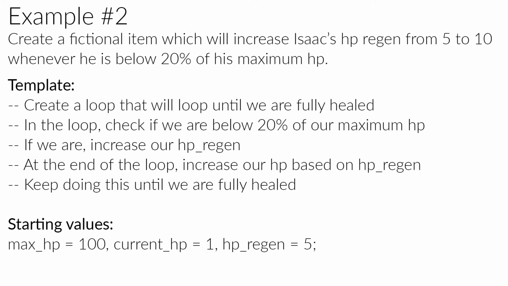Our second example wants us to create a fictional item which will increase Isaac's HP regen from 5 to 10 whenever he's below 20% of his maximum HP. And the template for this program looks like this.